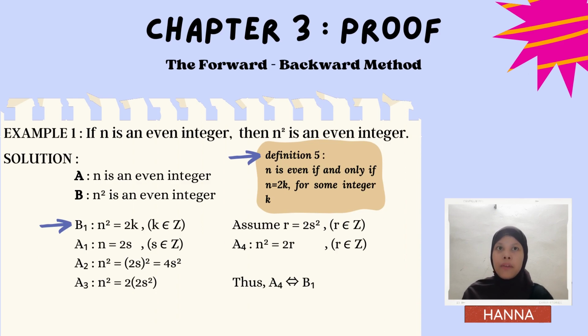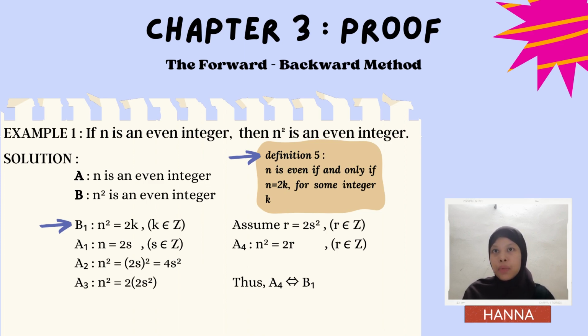To solve example 1, firstly we need to identify the hypothesis and let it be A, then the conclusion and let it be B. A is n is an even integer and B is n squared is an even integer. After that, we will simplify B with definition 5 of the definitions and mathematical terminology. Thus, we will get B1 is n squared equals 2k, where k is an element of the integers. Next step, we will also simplify A with the same definition, and it will be A1 is n equals 2s, where s is an element of the integers.